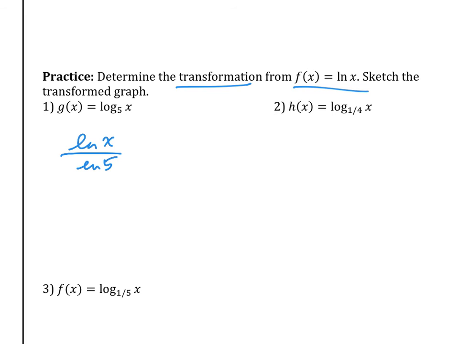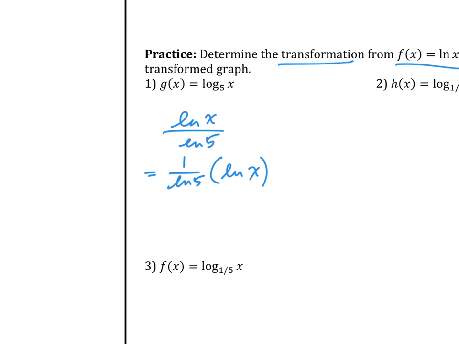But they want a transformation from natural log x, meaning this is my parent function. So what does this thing do? Well, let's rewrite this. This natural log x over natural log 5 is the same as 1 over natural log 5 times natural log x, right? Oh, I'm sorry, I said x. I wrote 5, right? So, for example, x over 2 is the same as 1/2 times x, right? It's just another way of writing it.